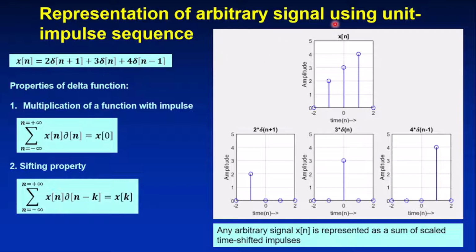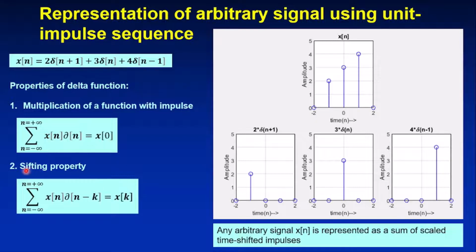This delta of n also exhibits some properties, and two of them I have shown here. In the first case, an arbitrary signal x of n is multiplied with an impulse, and you can see that the summation of x of n delta of n is equal to x of 0. As you know, delta of n will be 1 only when n equals 0, so when n equals 0 this function is 1, and therefore you end up getting x of 0.